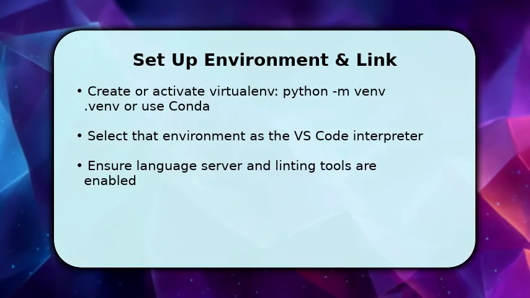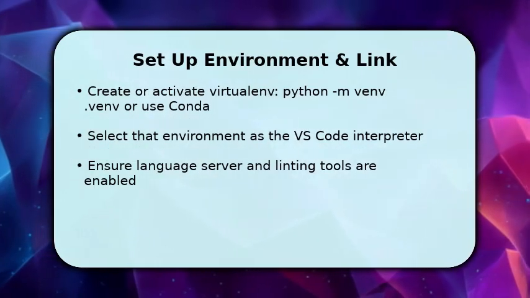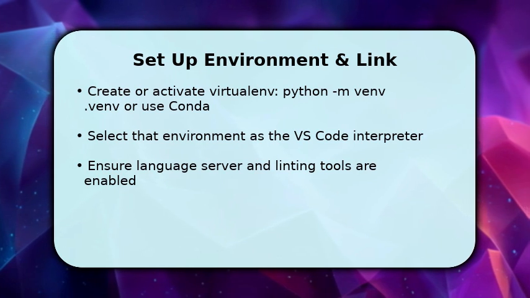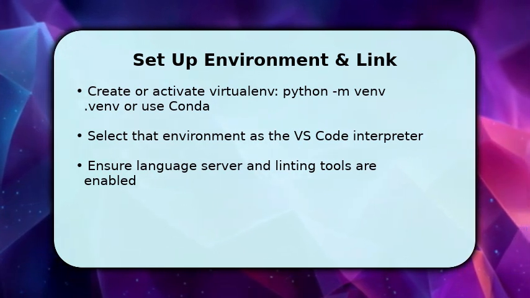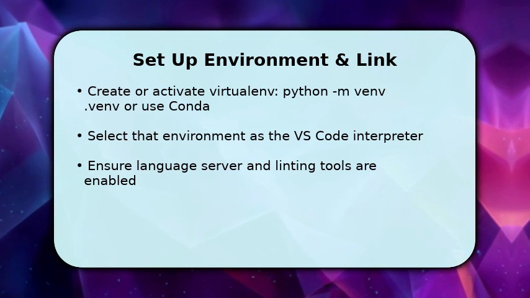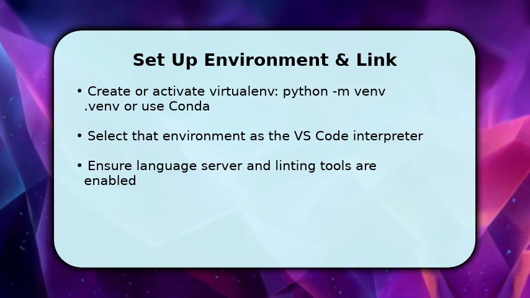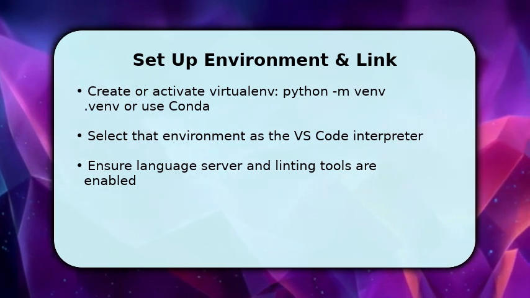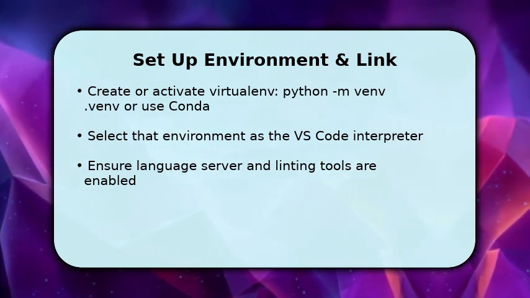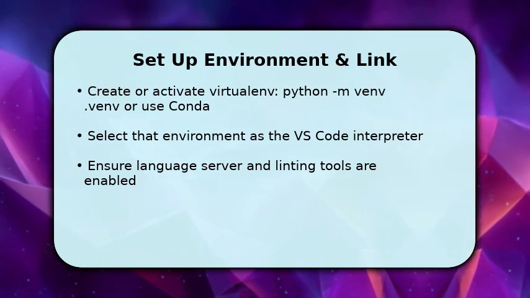Now create and activate a dedicated environment so dependencies stay isolated. On Windows, run venv\Scripts\activate. On macOS/Linux, source venv/bin/activate, or use conda activate env-name. Once active, reopen VS Code or use Command Palette to pick that interpreter.